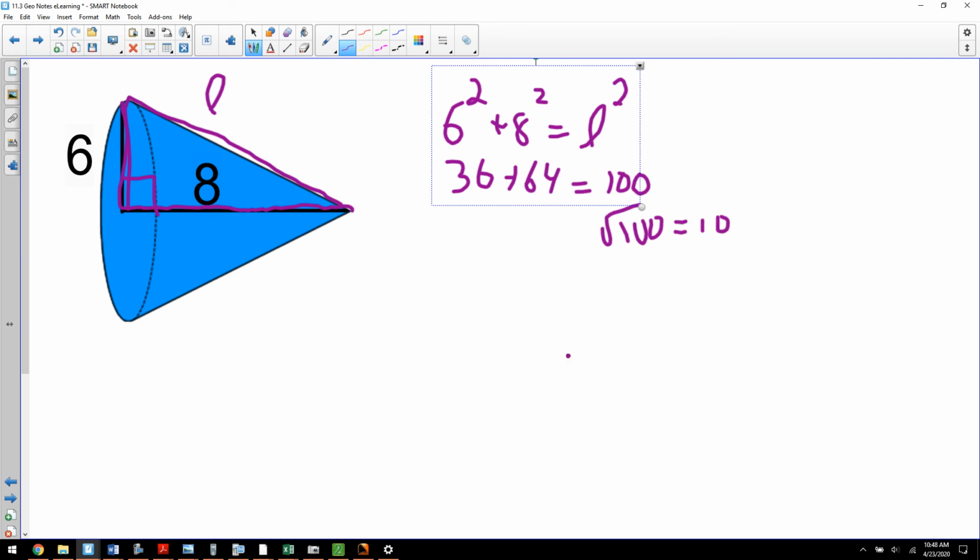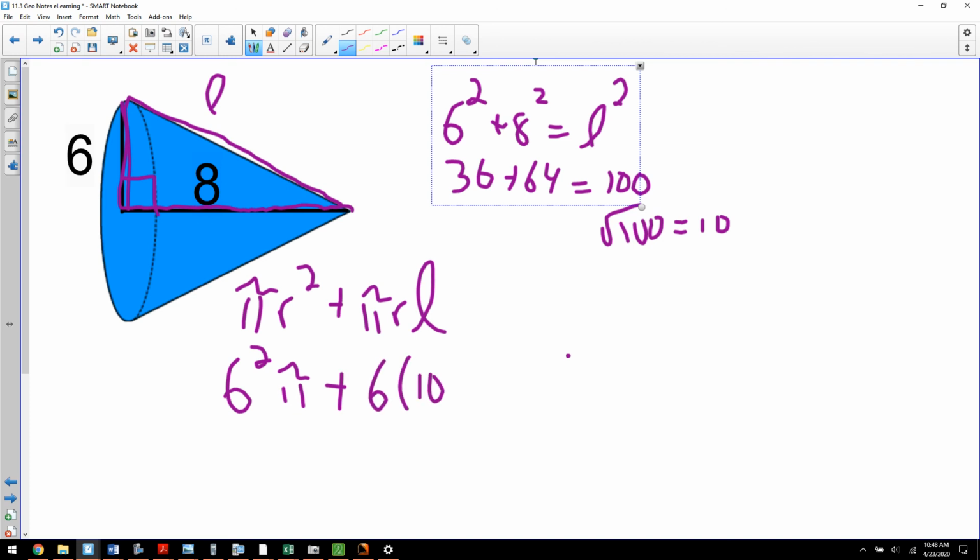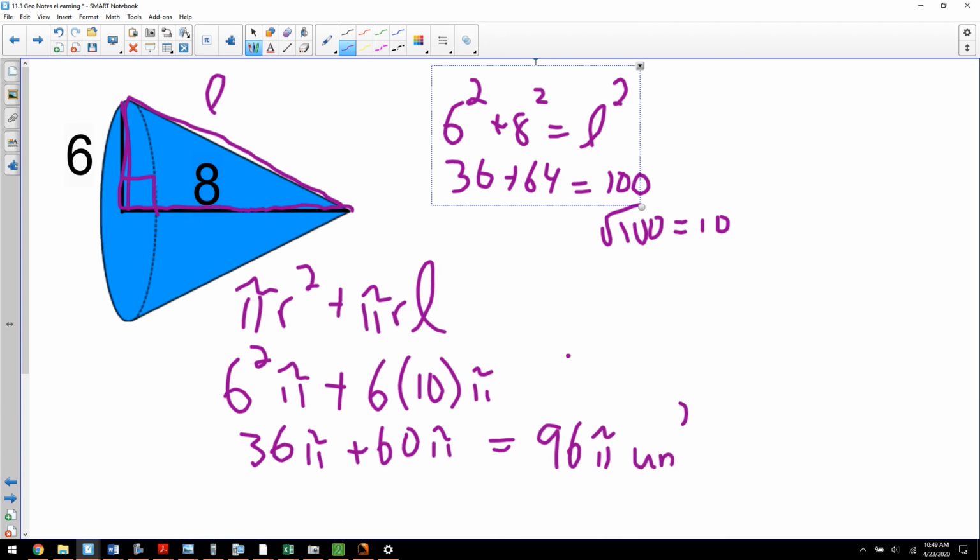So we use our pi r squared plus pi r L. So we have 6 squared pi plus 6 times 10 times pi. So this is 36 pi, and this is 60 pi. You wind up with 96 pi. This one didn't have any units, we just used units squared.